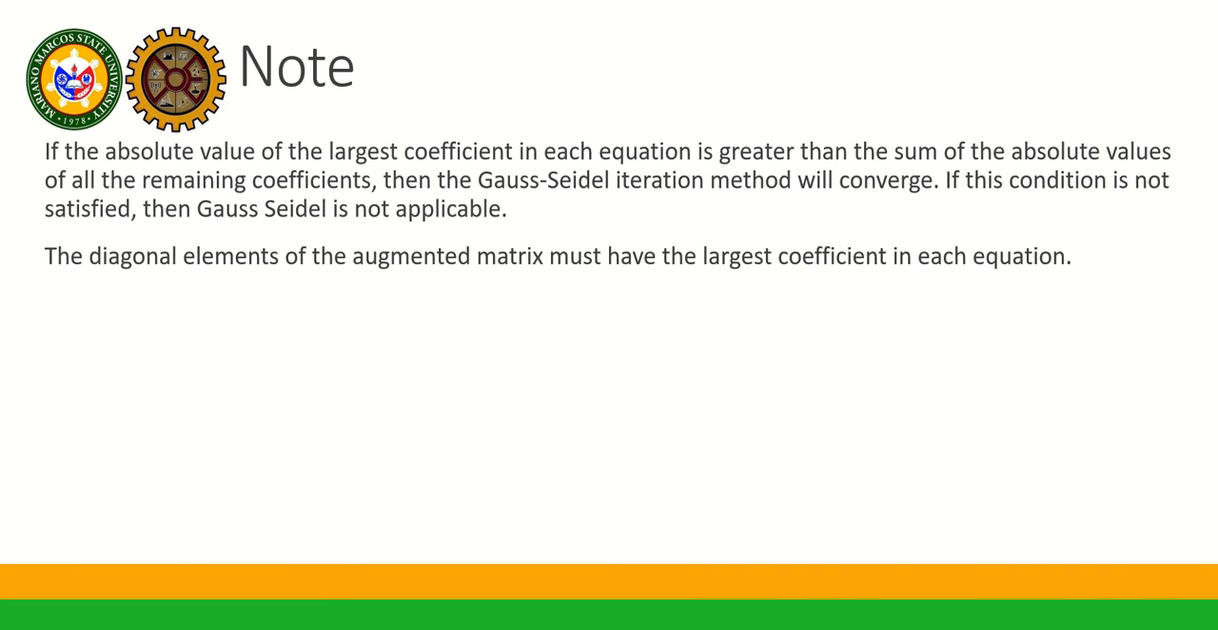So we applied the Gauss-Seidel method. And the diagonal elements of the augmented matrix must have the largest coefficient in each equation, just like what we did in example number 2, so that we can consider the augmented matrix as having dominant diagonal elements. So those are just important notes in using the Gauss-Seidel method.